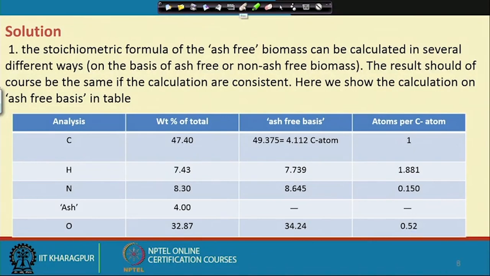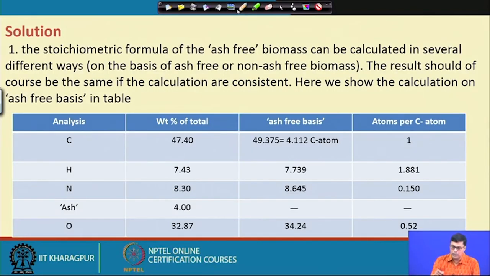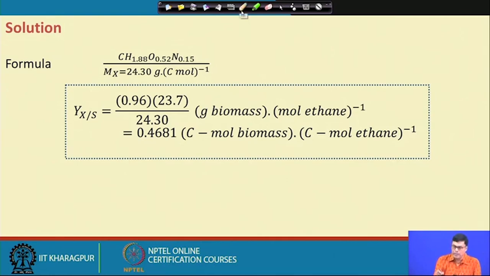This is exactly what we have done here. This is the figure that we have, and then we found it like this. We got the formula like this, and this is the molecular weight. Now, we have only this figure 23.7. If you divide by 24 point something, this molecular weight, then we will get the gram mole biomass per gram mole of ethane. Now, since it contains about 4% ash, you multiply by this to get the exact figure of gram mole of biomass per gram mole of ethane, that you can easily find out.